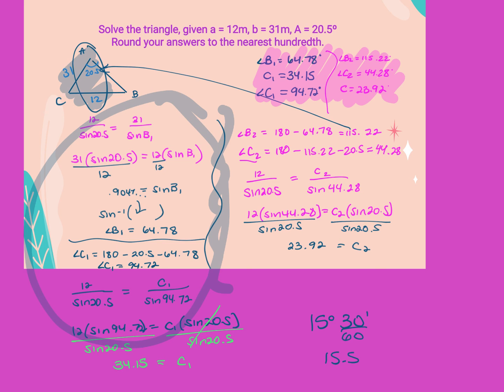So when I solve for B1 here and I get B1 is 64.78, I can only use that angle for the first triangle. Then I subtract it from 180, and that becomes my second B, which is B2, and that can only be used for the second triangle. But this first bit of information that we get at the beginning, this ratio, we use for both.